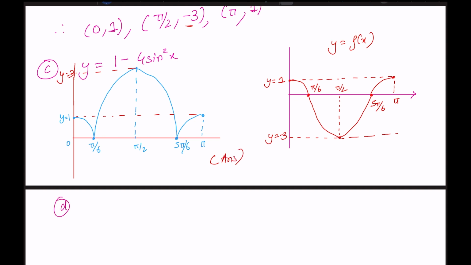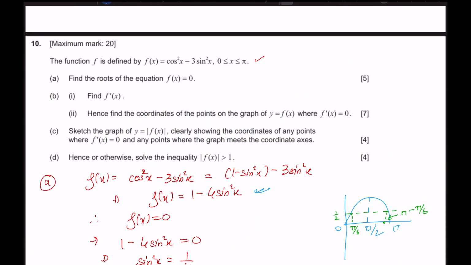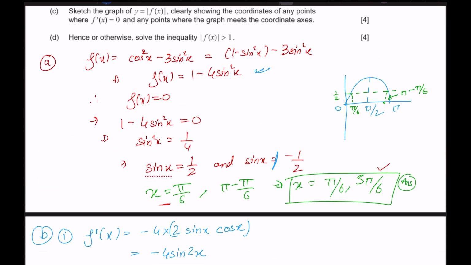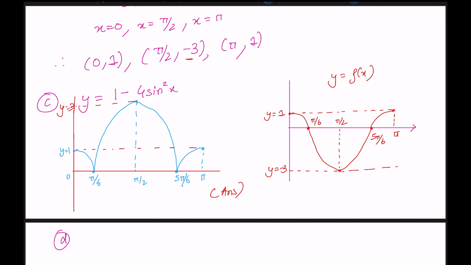Now we'll be moving to the last part. We have to solve the inequality mod f(x) greater than 1. We need to find this interval, because mod f(x) greater than 1 only occurs in this part of the curve. So you have to find this coordinate and this coordinate. The values of x between these two coordinates will satisfy the inequality.